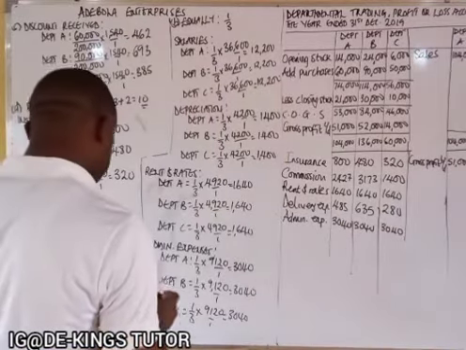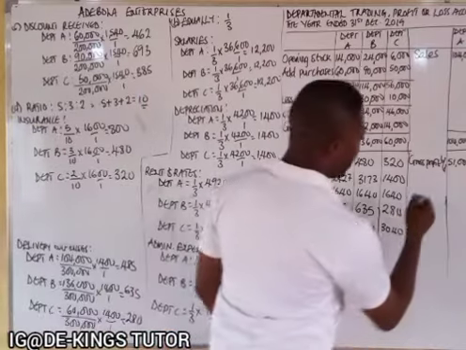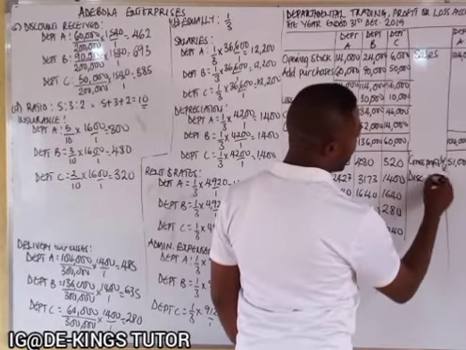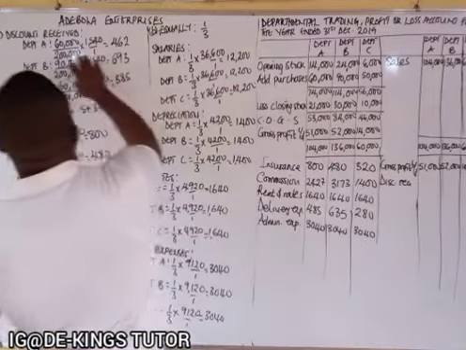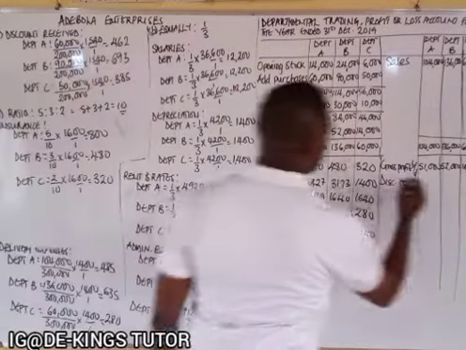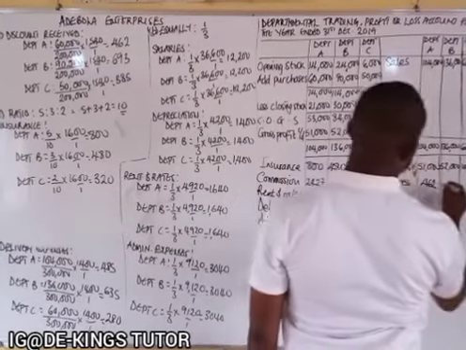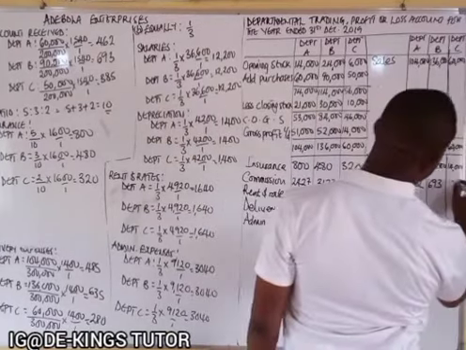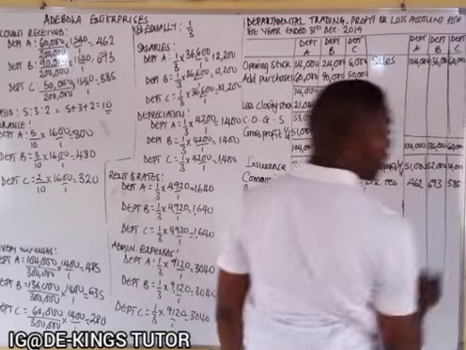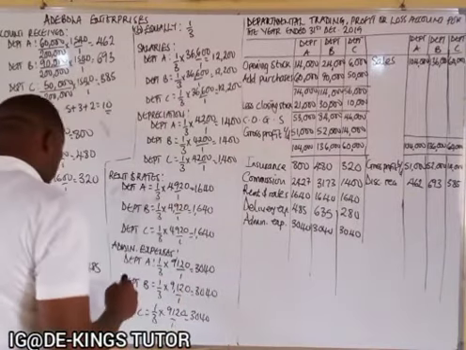The next one is discount received. Discount received is an income, so it will come here. Okay, we have done it for Department A. Look at it here, 462. Department B 693. And Department C 385. So that is for discount received.